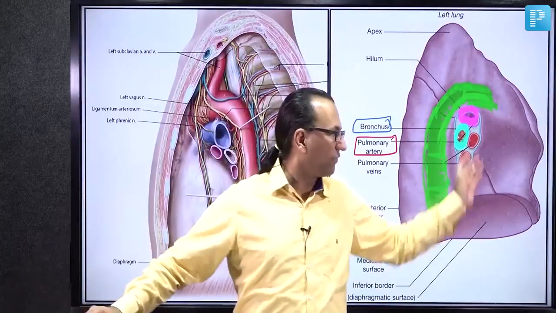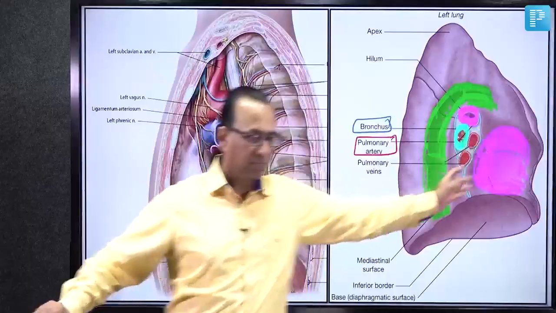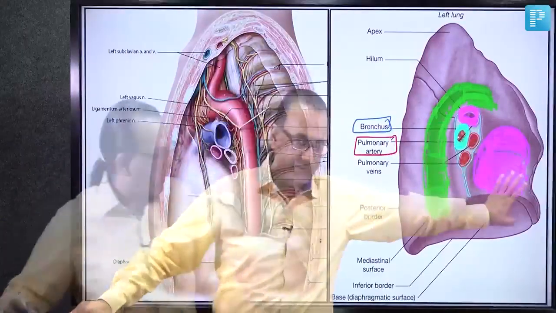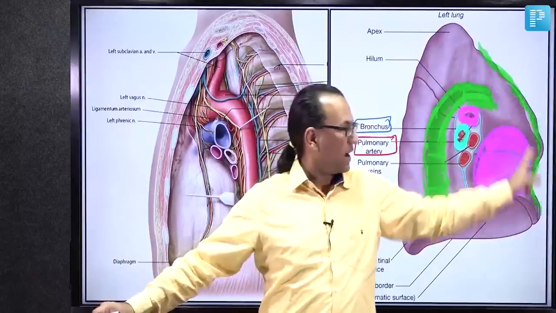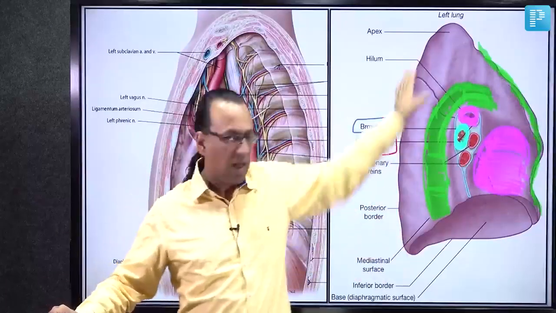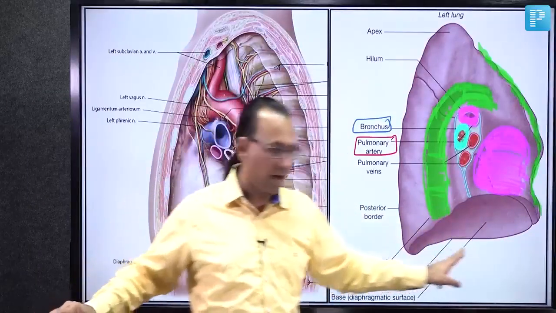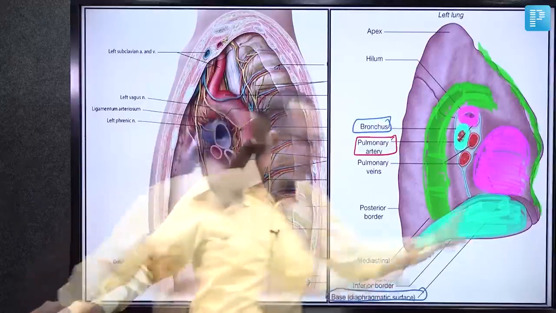And also notice that the left lung will have the left ventricle impression here. That is for the left ventricle of the heart making an impression on the left lung. Mediastinal surface. This is the anterior border of the lung, and that is the posterior border of the lung. The inferior diaphragmatic surface of the lung, which is sitting on the diaphragm there, inferiorly, is also called the base of the lungs on the diaphragm.